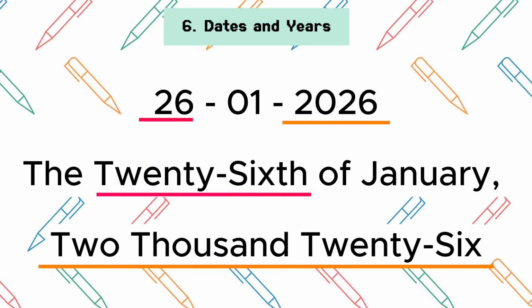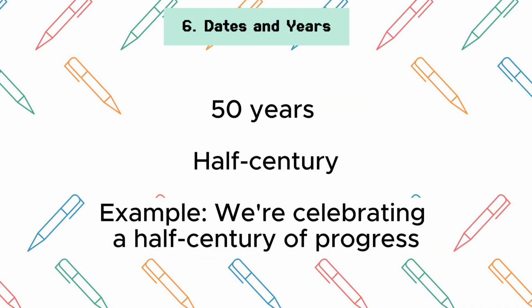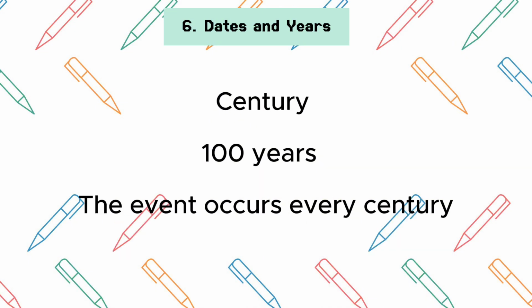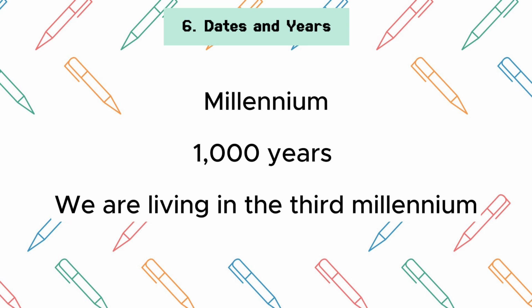You can also say the 26th of January, 2026. This way emphasizes the full year and is often used in more formal situations. Different conventions exist for articulating years, especially in historical contexts. For example, half a century. We're celebrating a half-century of progress. Century means 100 years. The event occurs every century. Millennium means 1,000 years. We are living in the third millennium.